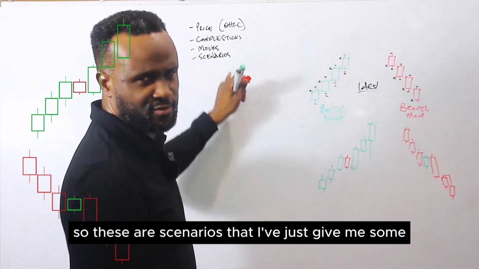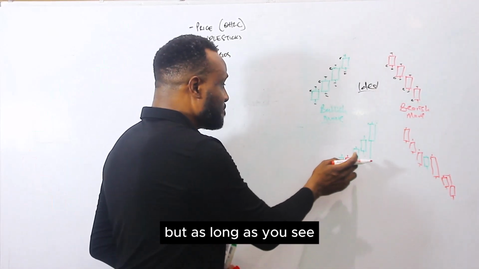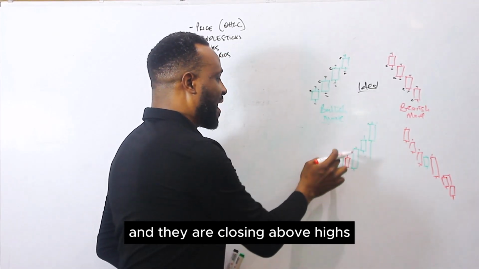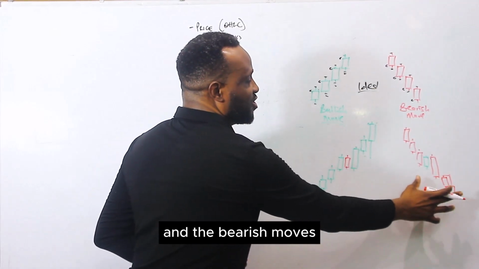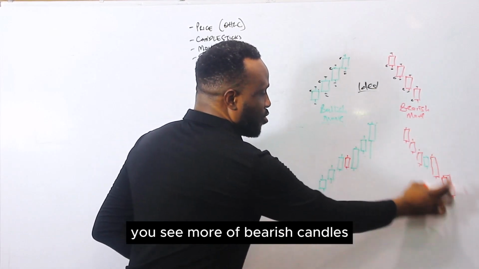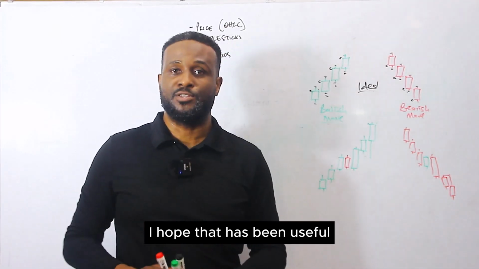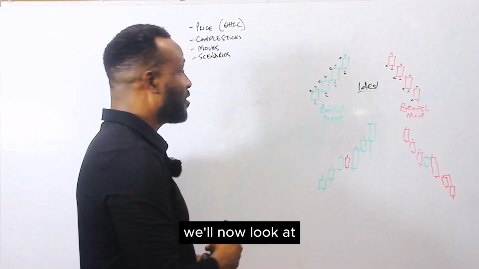So these are scenarios that I've just given us, and there are multiple ways this can happen. But as long as you see that more of these candles here are bullish candles and they are closing above highs, that's what you need to see. And the bearish moves, you see more of bearish candles and they are closing below lows. I hope that has been useful. It's a good place to stop on this video.